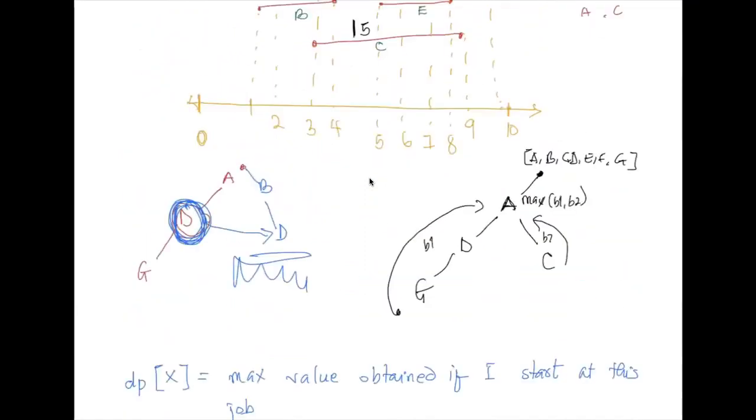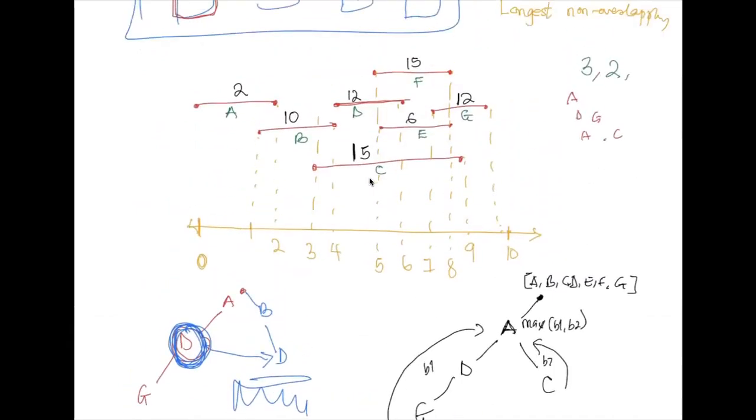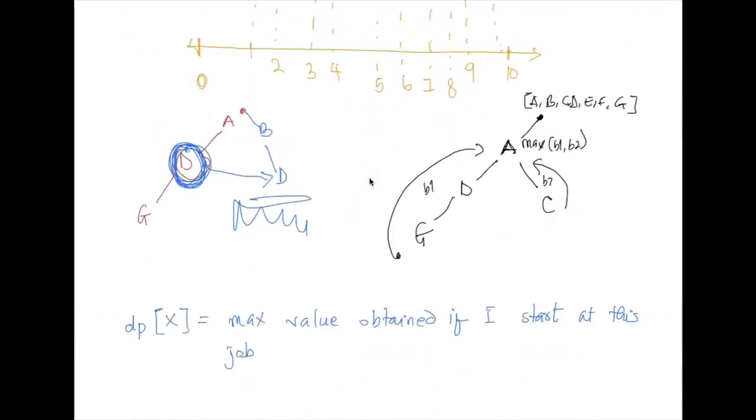So when we're doing the A branch, our question was, what is the maximum value I can get if I start at job A? If you start at job A, you can do A, B, D and G, so you can do A, D, G. But someone says you can also do A, C. Then you have two things now, and we choose the maximum. That maximum is what we are going to return.